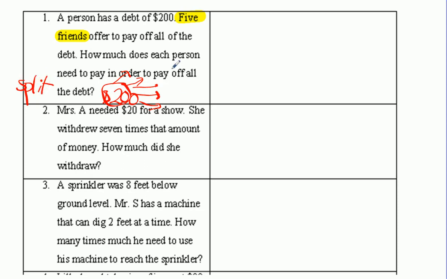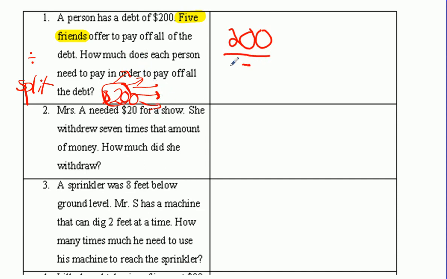And this operation, what it seems to be doing, because 200 people are kind of splitting up this debt, split is another word for divide. So that's what I'm going to do. I'm going to set up a dividing problem. So I take the whole 200, because that's what I'm going to divide, and I'm going to divide it by how many friends are offering to pay. So there are 5 friends that are offering to pay.